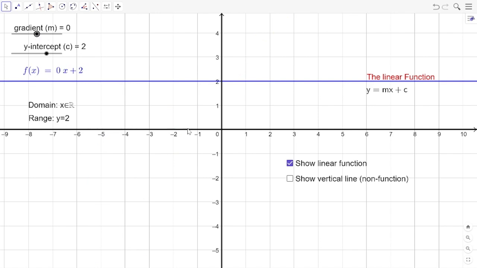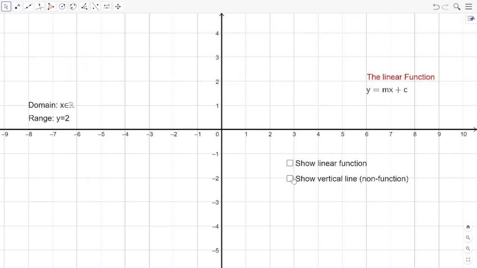A non-function that we're just going to quickly talk about here is a vertical line, and that has an equation of x equals something. But we don't talk about domain and range for non-functions. Okay, so that's the straight line function, really quite simple.